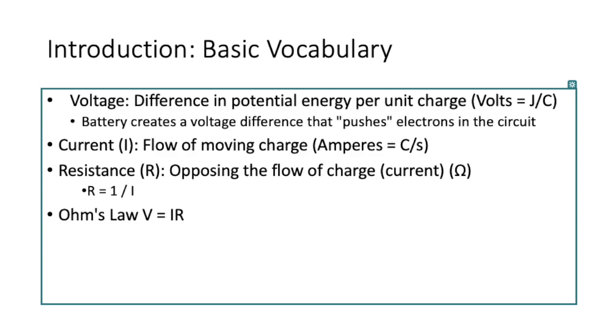The voltage is the difference in potential energy per unit charge. A battery creates a voltage difference between 2 points of the cell. It pushes the electrons in the circuit, creating the current. Ohm's law describes a relationship where voltage equals current times resistance.